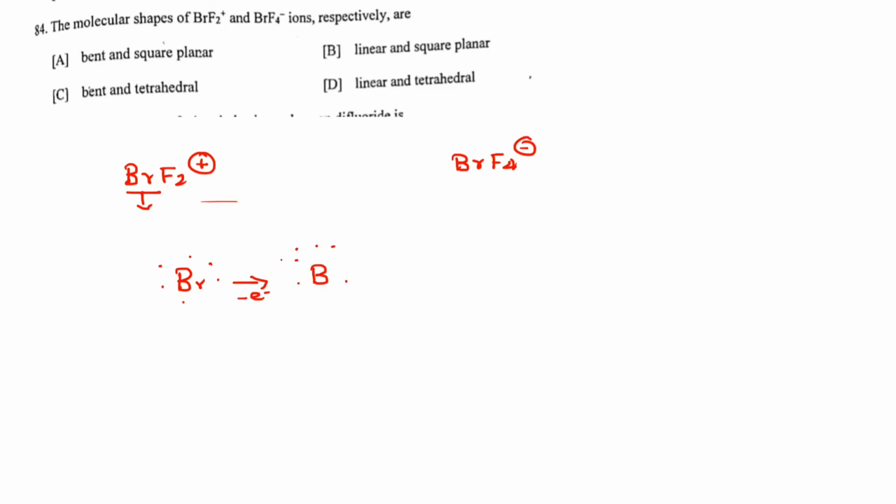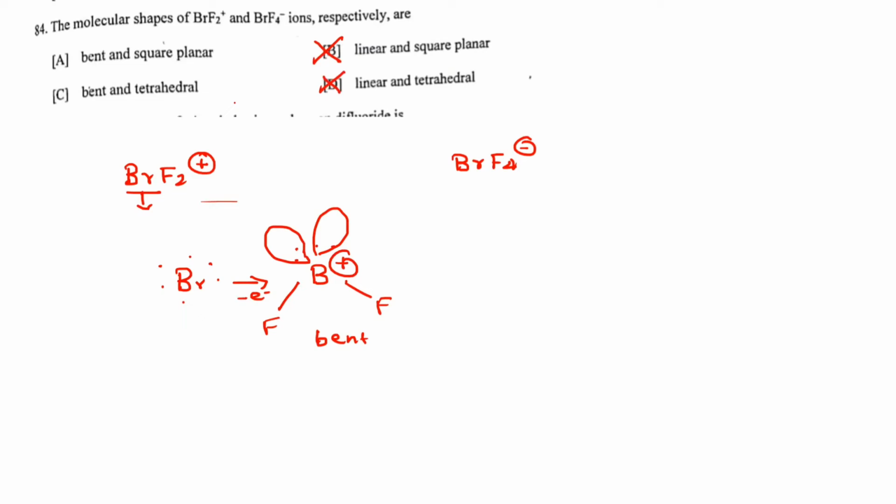With 6 valence electrons and 2 F atoms, one F atom bonds with each. Therefore, the remaining 4 electrons make 2 lone pairs. What is the shape of this molecule? Bent. This is a bent shape. Now see which option is bent. Option D; B is not.